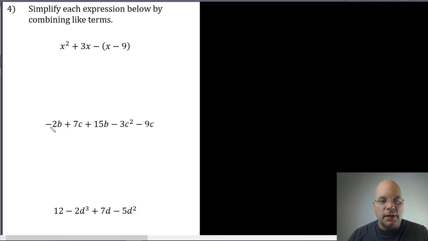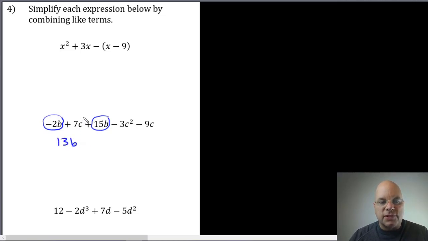But if you look at this expression, in this term we're counting b. We have the opposite of 2 b's. In this term we're counting c. We have 7c. In this term we're counting b again. We have 15b. I can combine this term and this term because in both of them I'm counting the same thing. I have negative 2b and 15b. If I combine those, I have 13b.